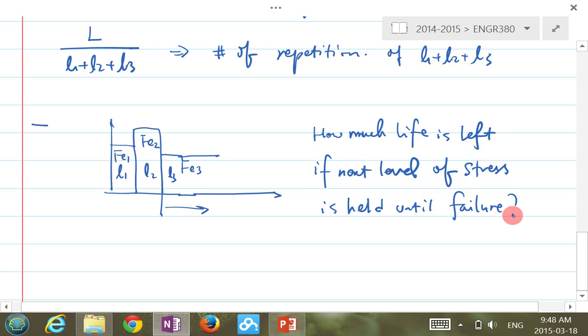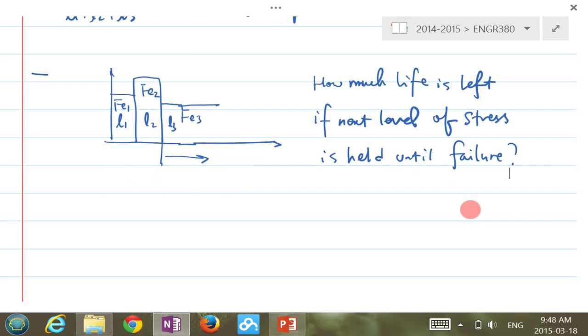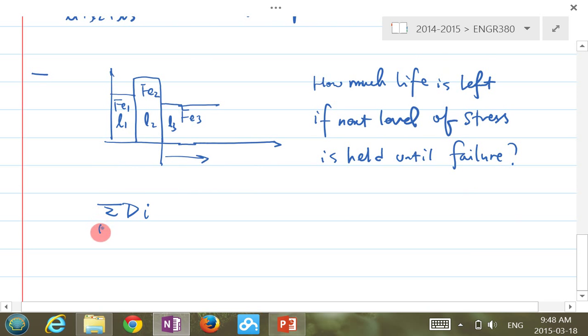Okay, so let's see, how do we calculate the remaining life of this bearing? Very similar to the way we did in the previous case. First of all, here is the total damage. This is not the full damage, this is the total damage. Maybe just an arbitrary case here.